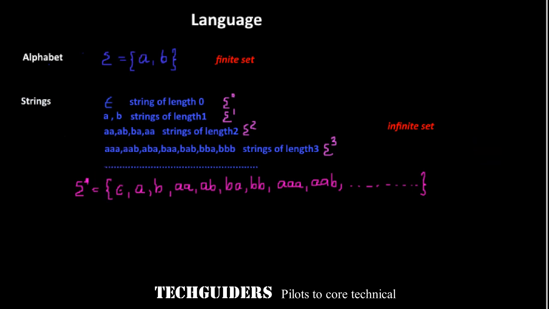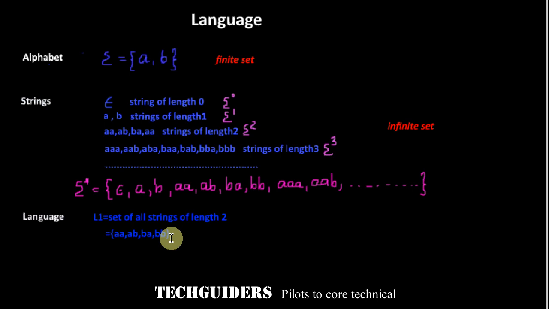For example, consider a language L1 equals set of all strings of length 2. All these are the possible strings over sigma, but according to this language, the only valid strings are AA, AB, BA and BB. So this language consists of only 4 strings AA, AB, BA and BB, and this set is a subset of sigma star. According to this language, there are only 4 valid strings.